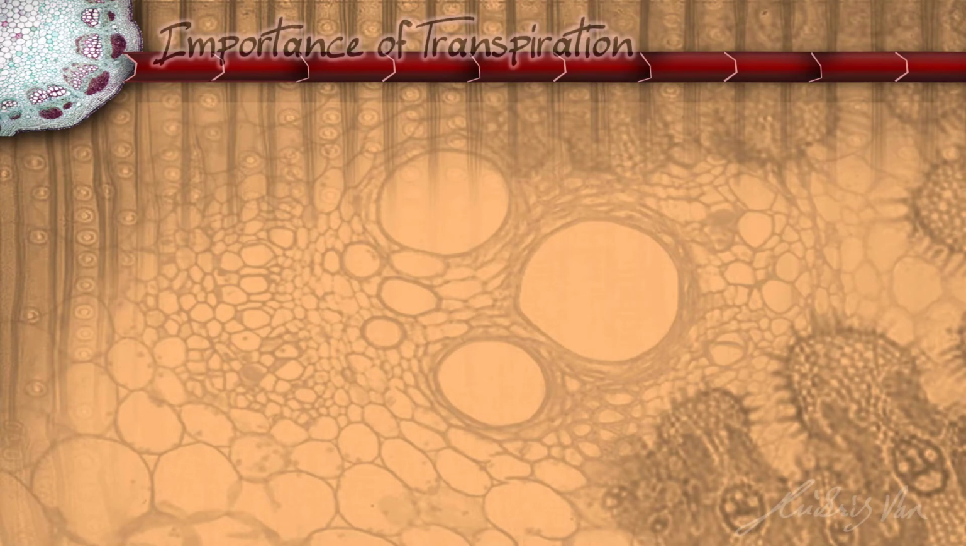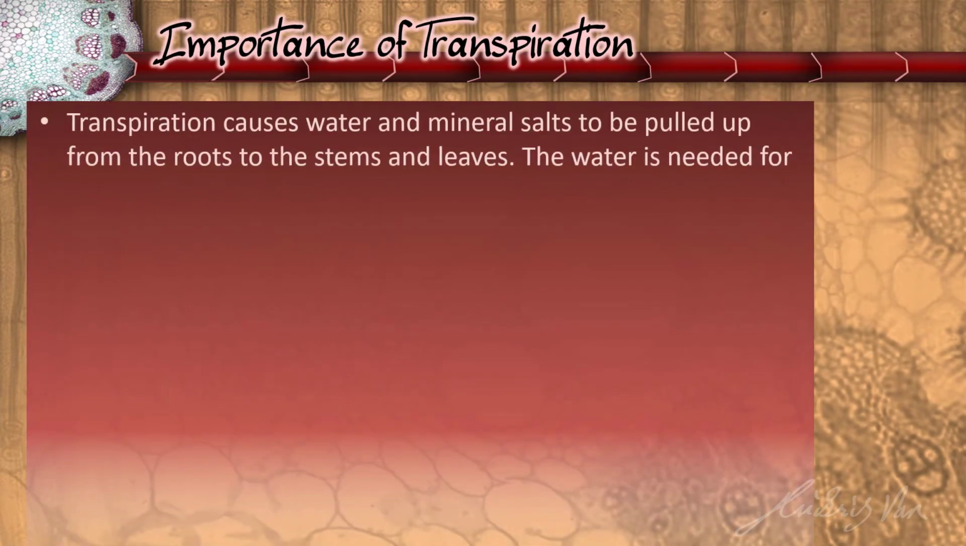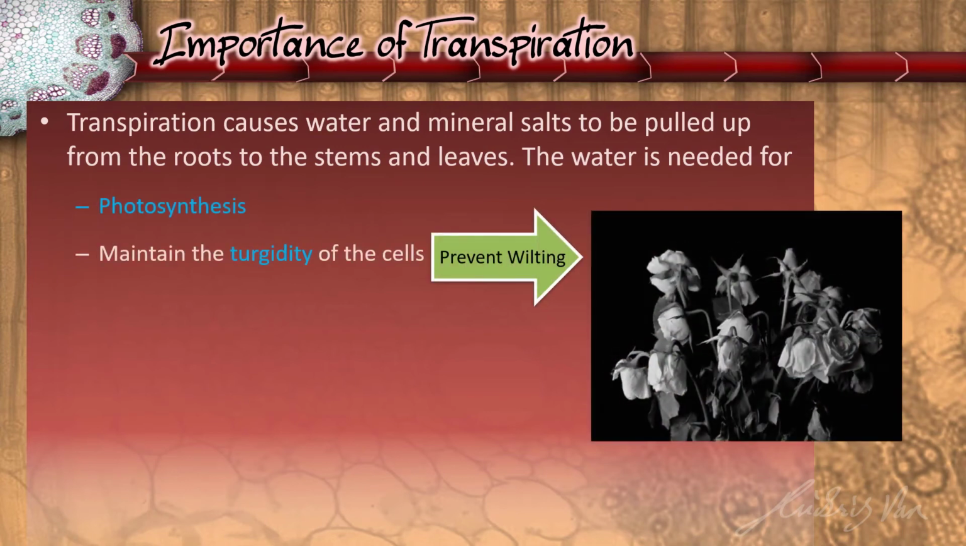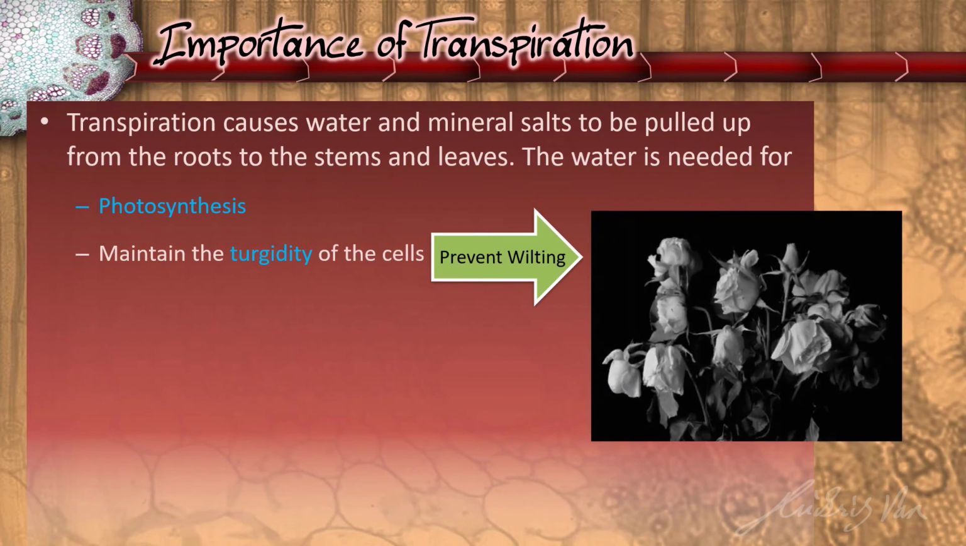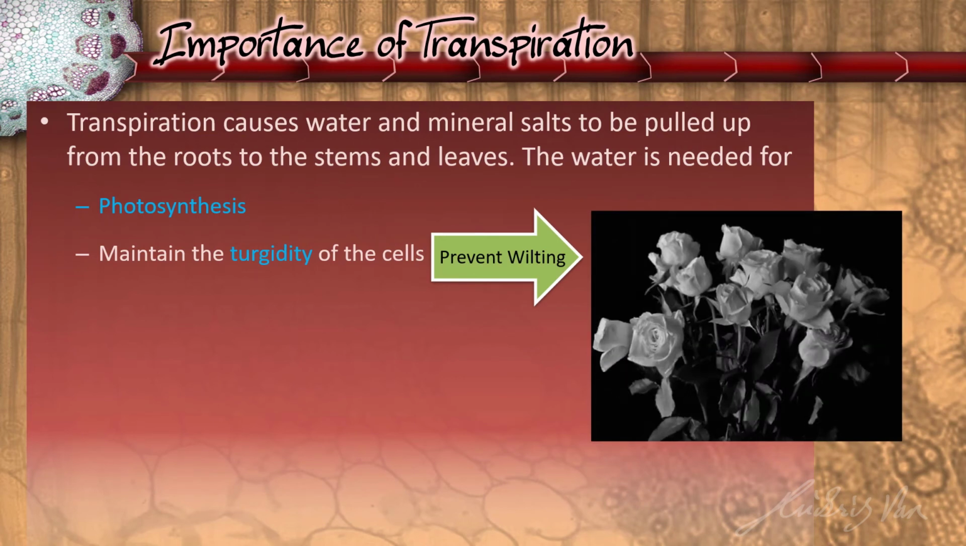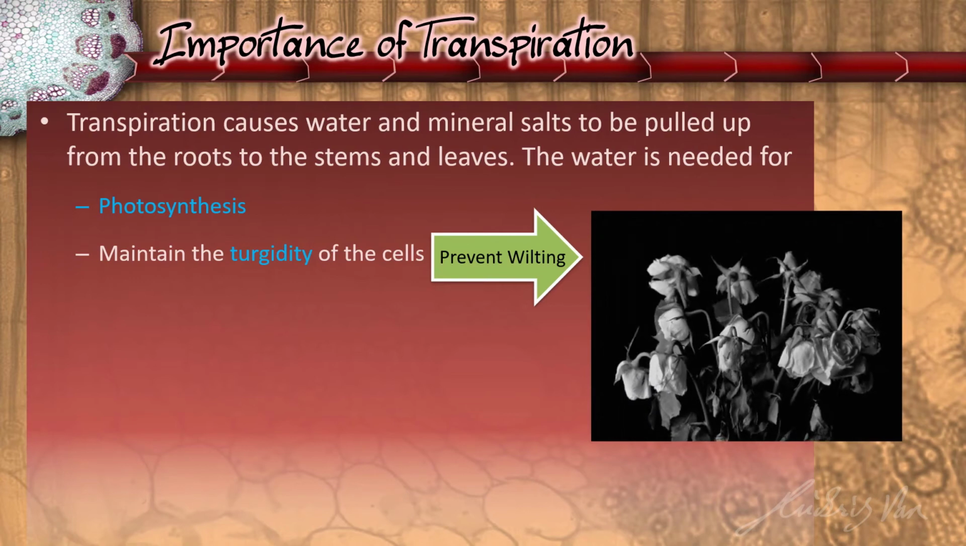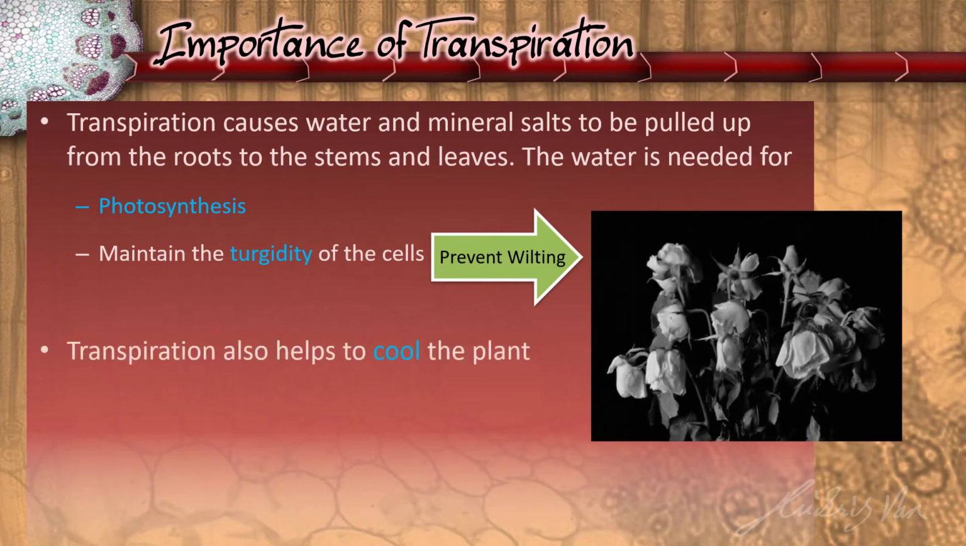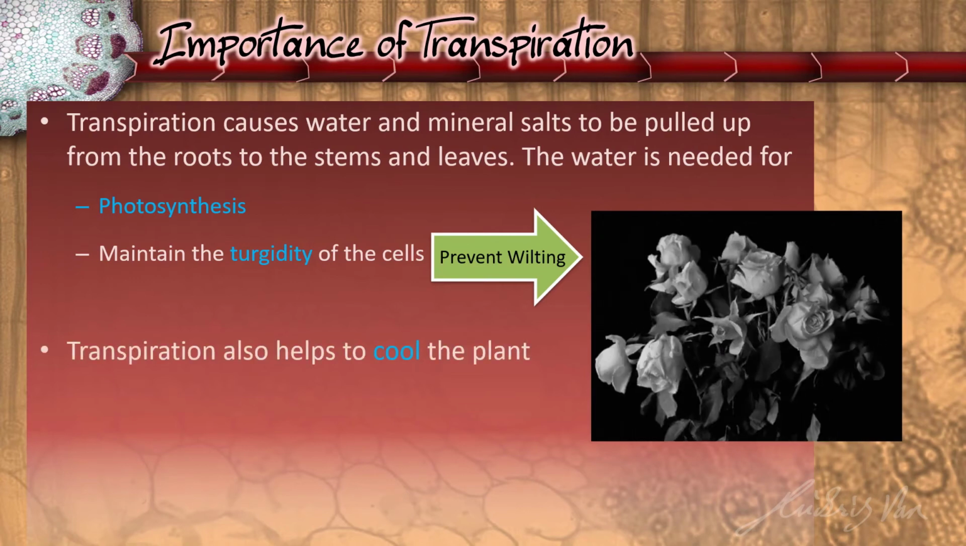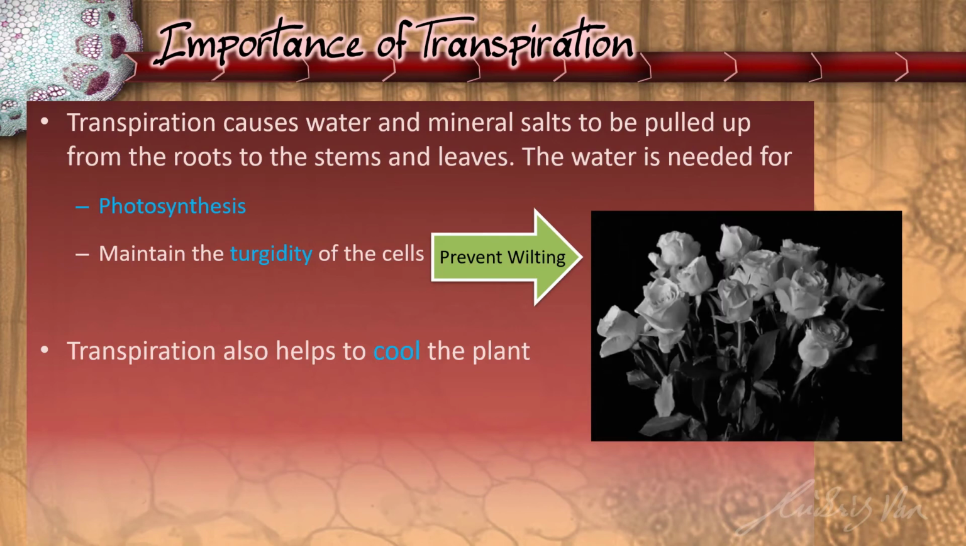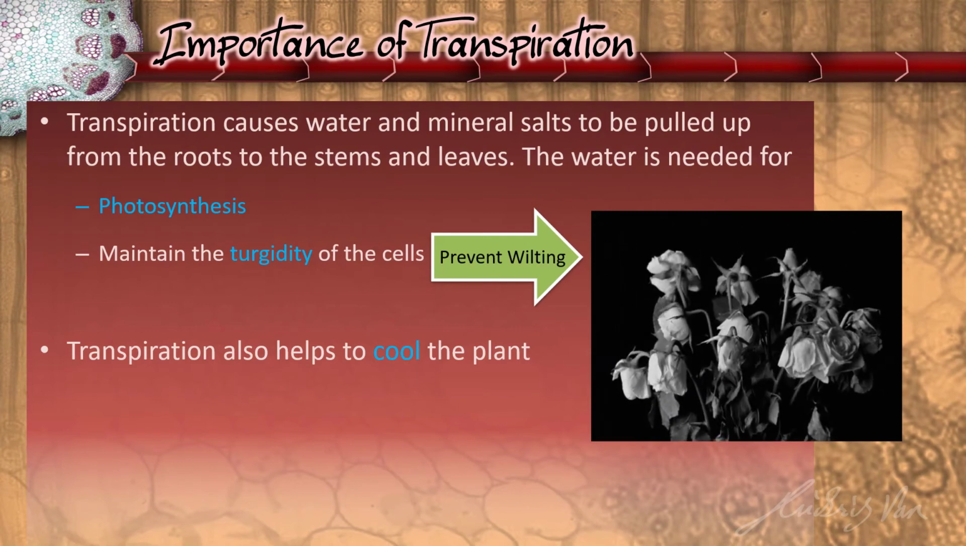So why is transpiration important? Transpiration causes the water and mineral salt to be pulled up from the root to the stem and finally to the leaves. Water is needed for photosynthesis and maintaining the turgidity of the cell, and this will prevent wilting of the plant. Transpiration will also help to cool the plant, similar to how our sweat cools our body.